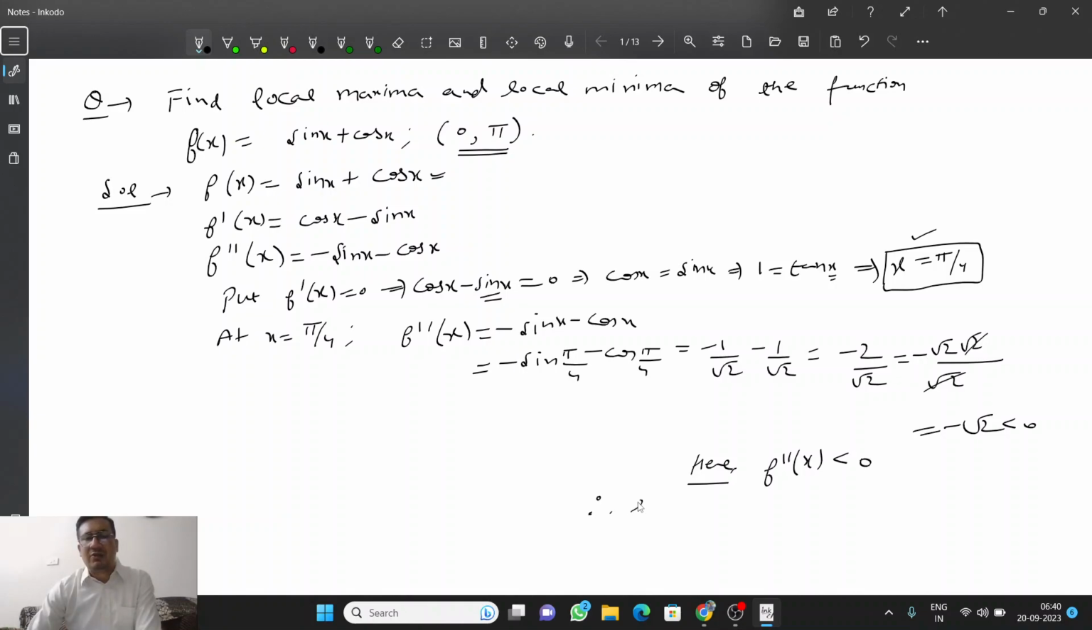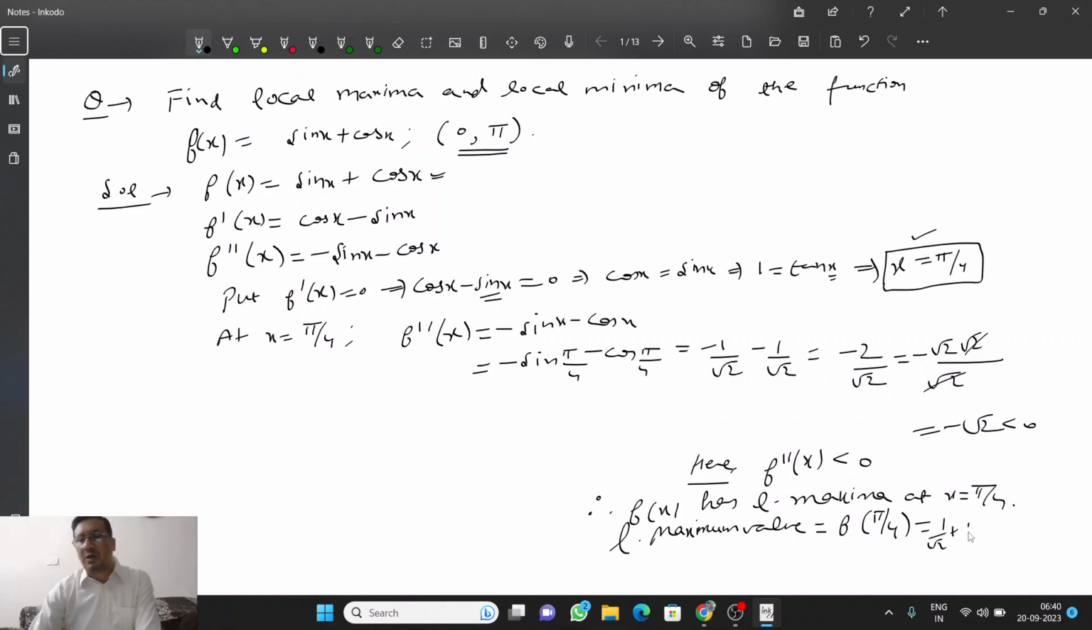So we have already discussed that the function has a local maximum at x equal to pi by 4. In order to find the local maximum value, it is given by f of pi by 4. That is sin pi by 4 plus cos pi by 4. Sin pi by 4 is 1 by root 2 and cos pi by 4 is 1 by root 2. After taking the LCM and simplifying, you get root 2. This is the answer.